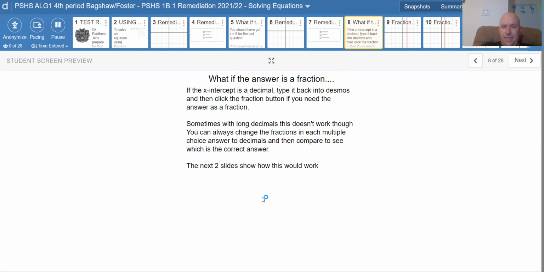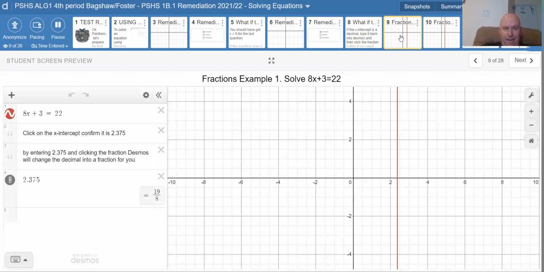Now, if the x-intercept is a decimal, type it back into Desmos and then click that fraction button so you can see exactly what the answer is. Sometimes with long decimals this doesn't work though, but you can always change the fractions in each multiple choice answer to decimals and then compare to see which is the correct answer. So let's have a look at a couple of examples like that.